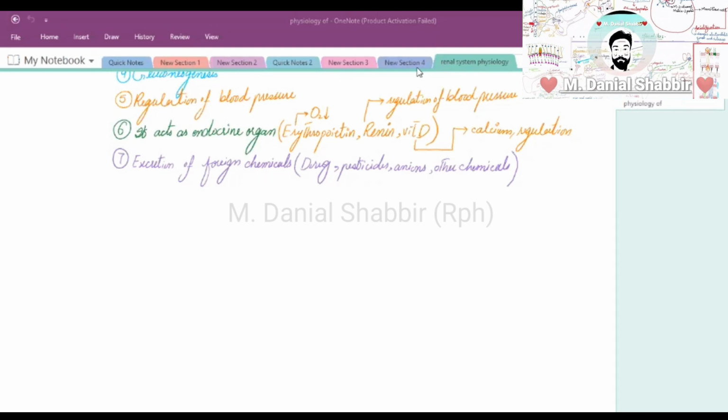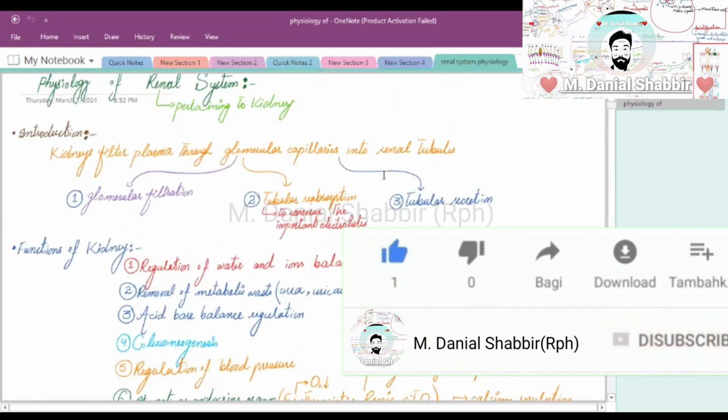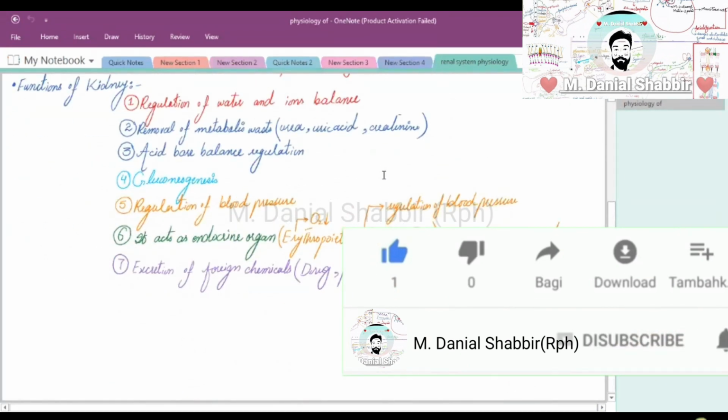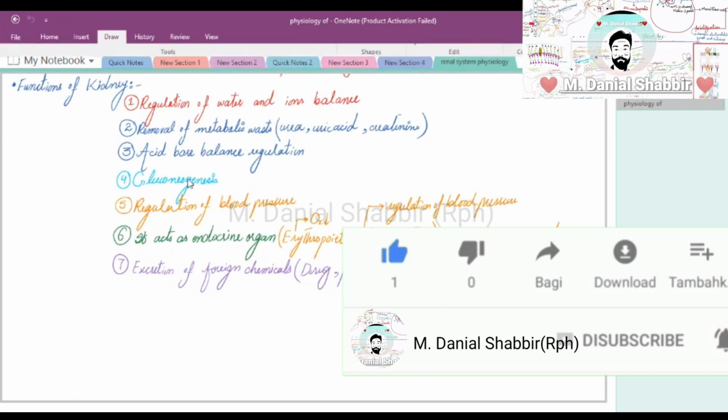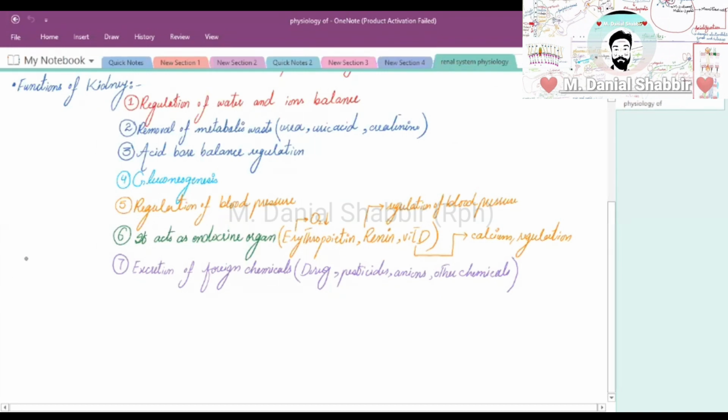Okay, in the previous discussion, we discussed the functions of the kidney. Now, onward, we are going to start the next discussion, which is related to the structure and functional anatomy of the nephron.